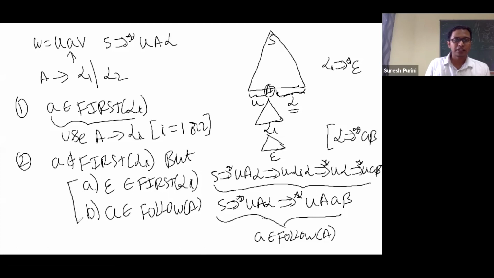So these are the two cases. In the first case, we can use the substitution rule A goes to alpha I if A belongs to first of alpha I. In the second case, the terminal symbol A does not belong to first of alpha I, but epsilon belongs to first of alpha I, and A belongs to follow of A. Because of that, we might still be able to use the substitution rule A goes to alpha I to successfully unfold the derivation process or finish the parse tree construction process.